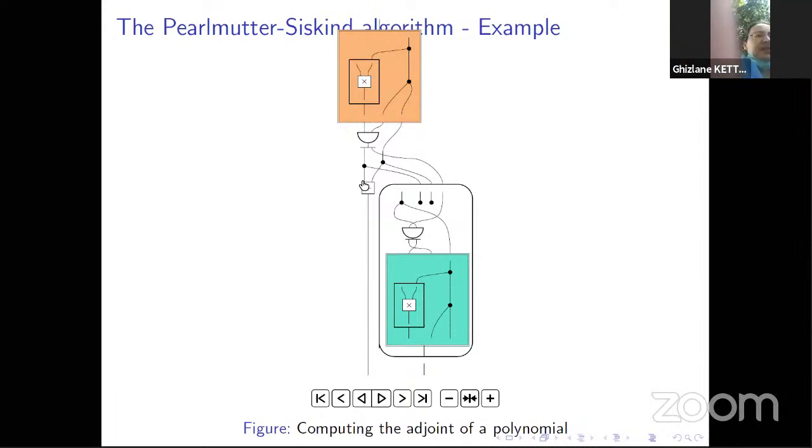So maybe Michele, you had a question. Illustrating this, because as I said, we actually implement this algorithm. I have no idea in which order. We don't in fact have a specific order in which we apply these rules.